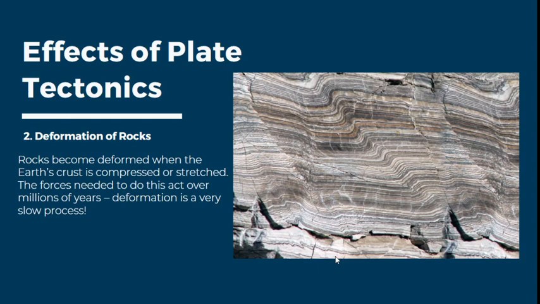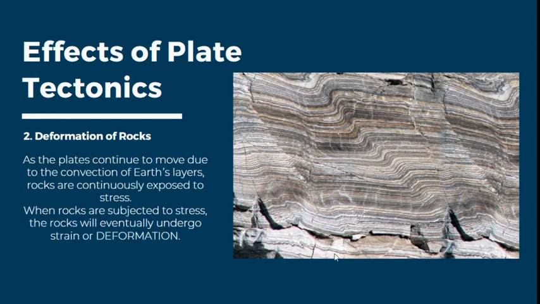The second effect now is deformation of rocks. Rocks become deformed when the Earth's crust is compressed or stretched. As you can see on the right portion of this presentation, rocks become deformed because there is compression or being stretched. Now, the forces needed to do this act over millions of years. Take note, deformation is a very slow process. It takes time to see this kind of rocks.